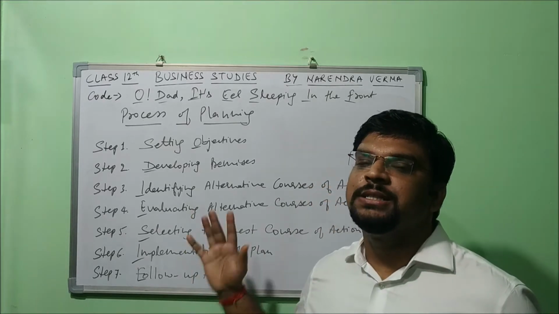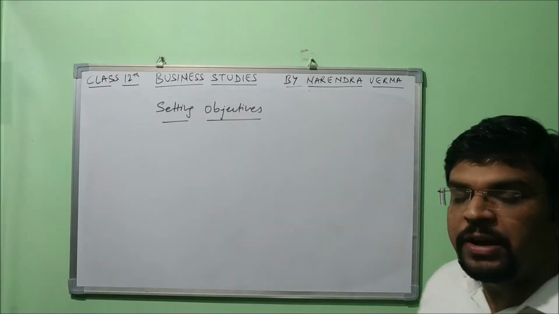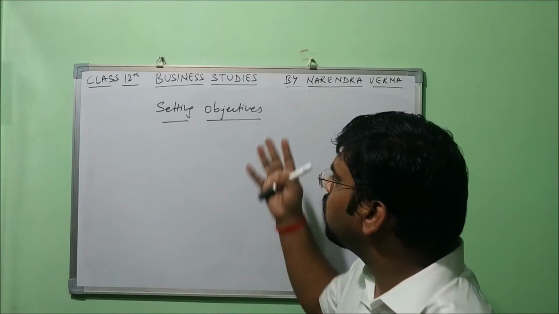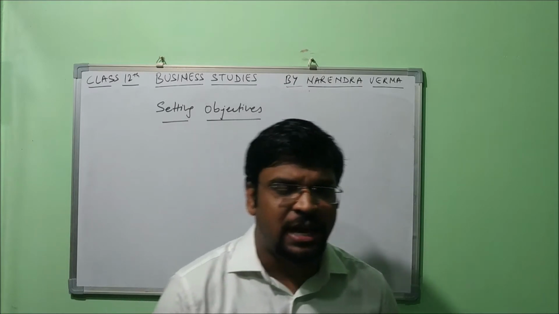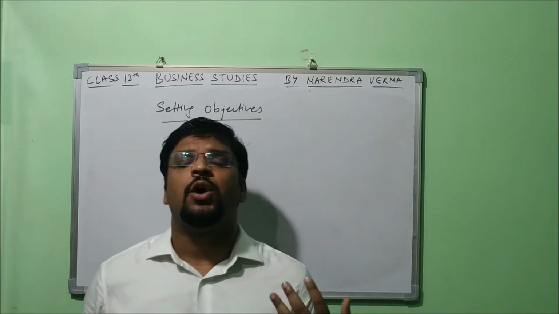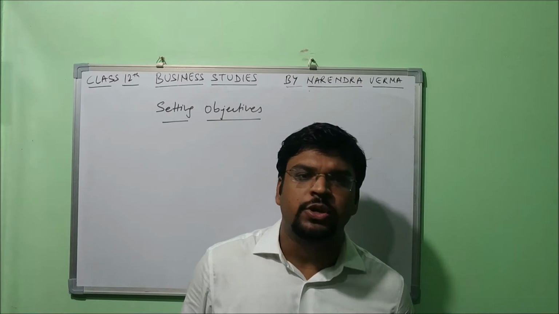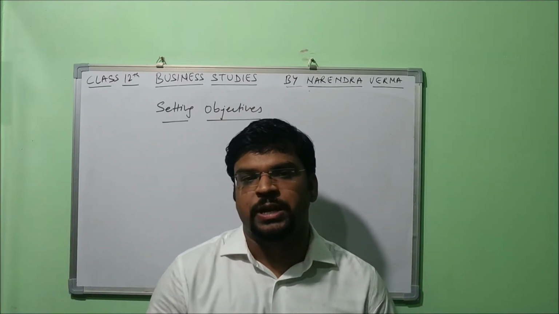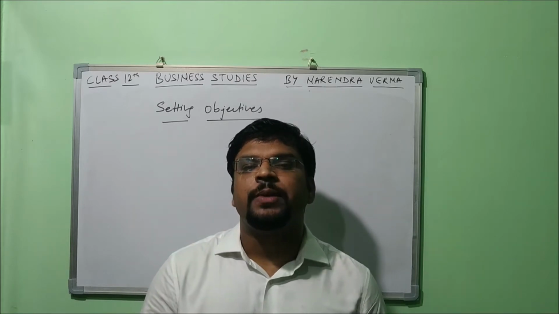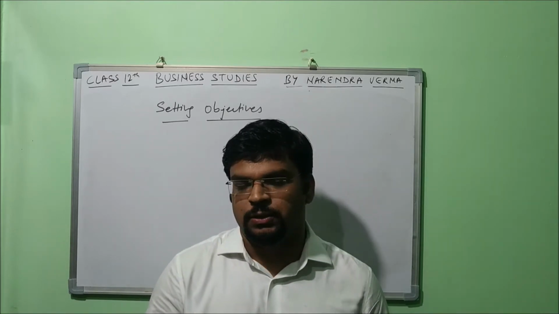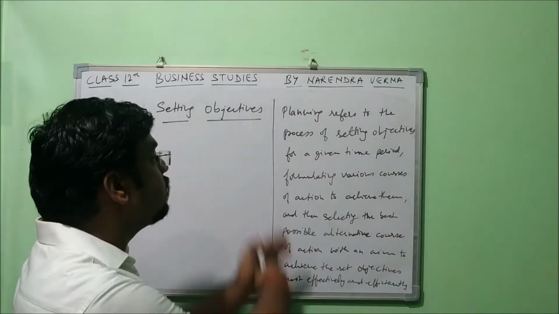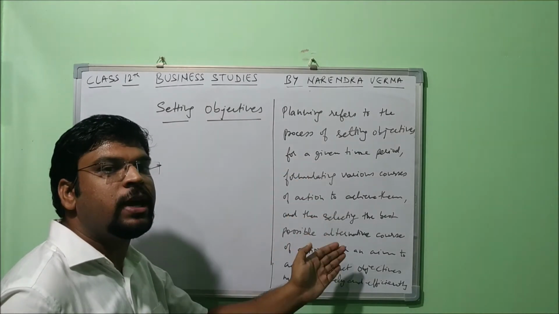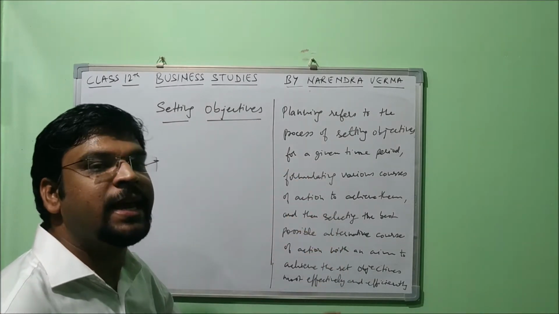Okay, now let's understand these steps one by one. So the first step is setting objectives. Already we are familiar with the term objectives, that an organization has to set objectives in terms of general or specific ones. Within a time frame, they need to achieve those objectives, right? In the definition of planning also, we learned that. What was the definition of planning? So this was the definition of planning. If you learn this definition, you can remember all the steps of planning as well.